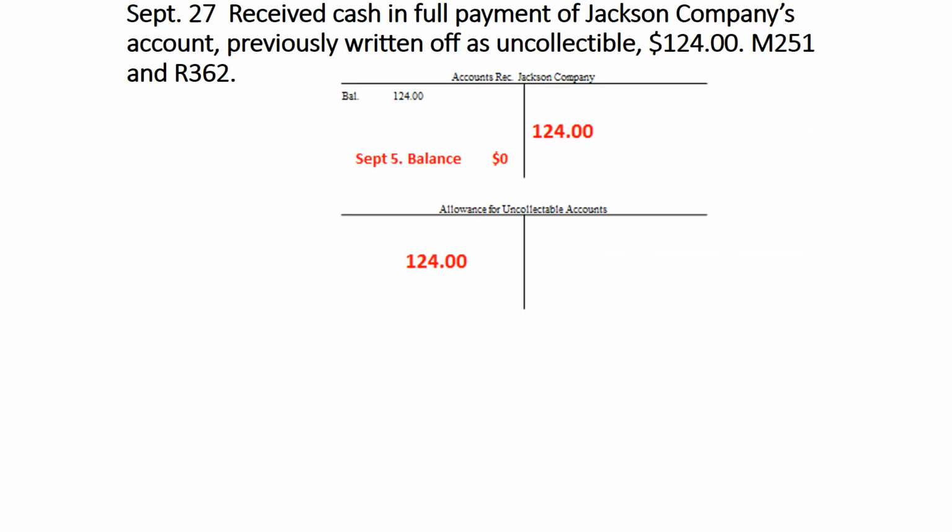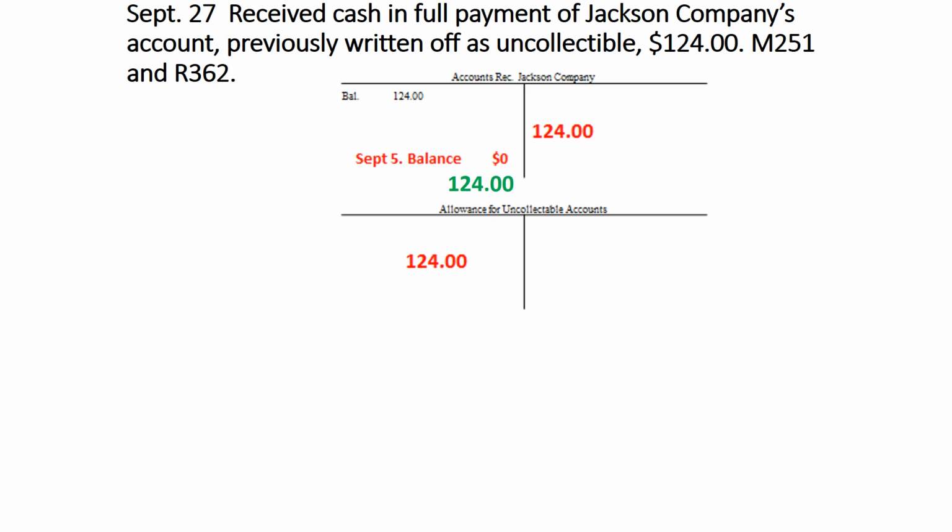So let's just say down the line, Jackson comes in and says, hey, we figured out we owed you money, or things got better, or whatever the case is, but they want to pay us. Well, guess what? We now have to basically reverse that previous process, and we have to reopen the account to allow them to pay in full. So how do we reopen the account? Well, if we have a 0 balance, we need to make it a 124 debit balance, that accounts receivable. So we're going to debit that accounts receivable Jackson Company.